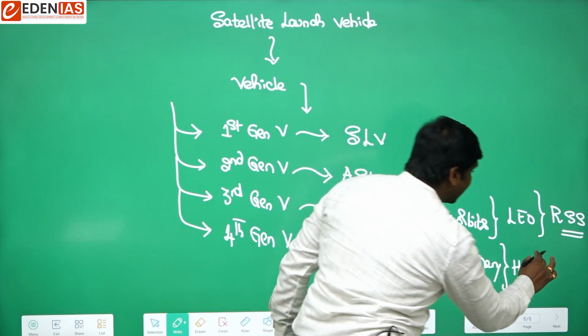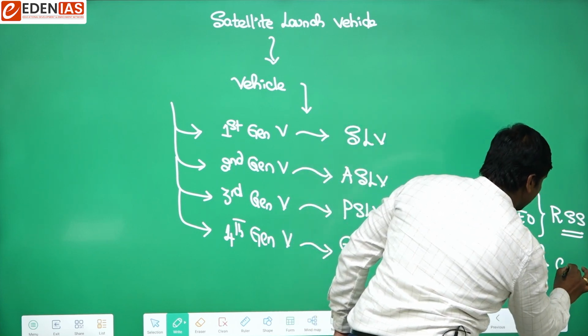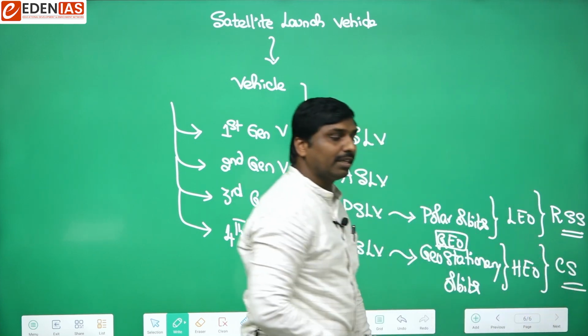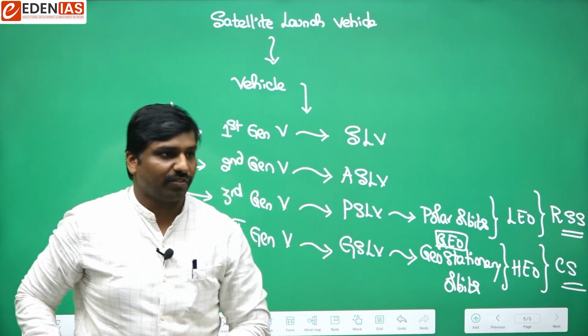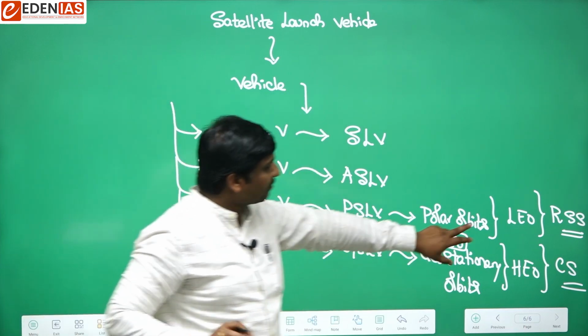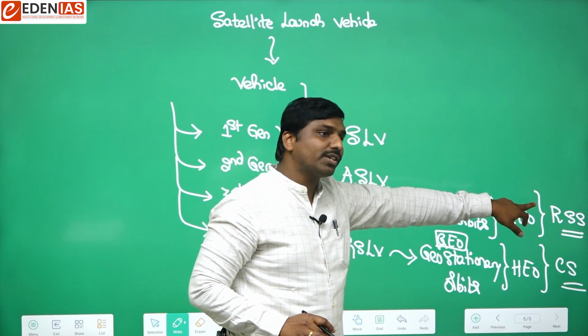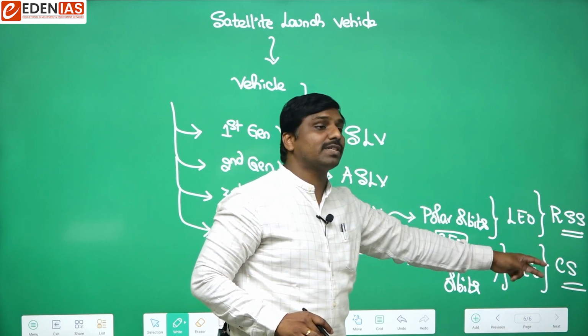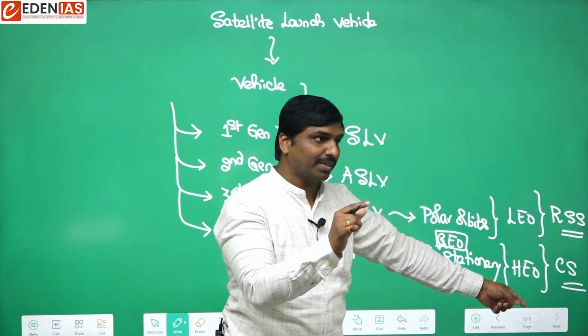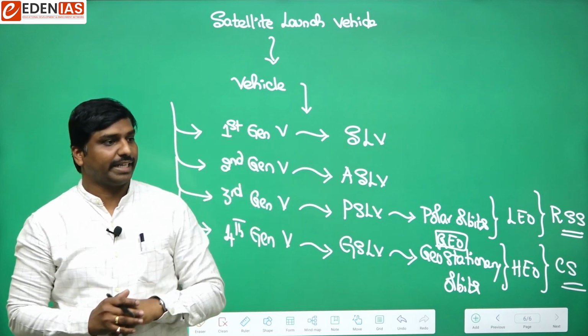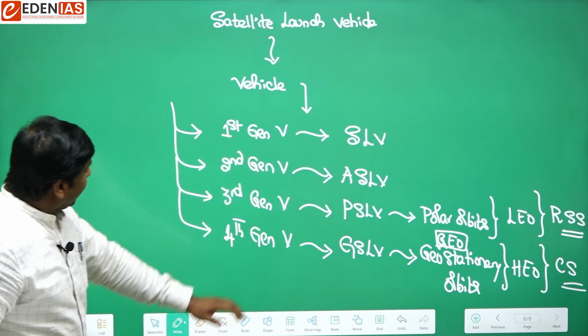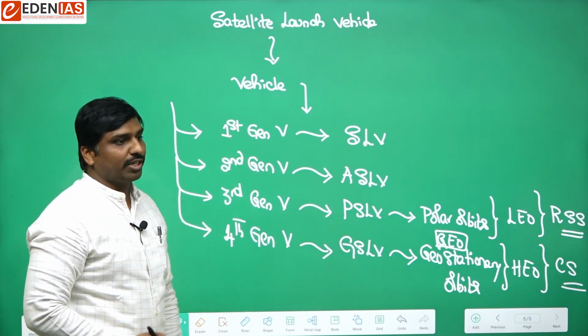What kind of satellites will be placed here? Good. Communication satellites and also some Earth observation satellites. There are exceptions. Some communication satellites can be placed here, and some remote sensing satellites can be placed here. But majorly that would be the criteria. So remember that. It is the fourth generation launch vehicle.